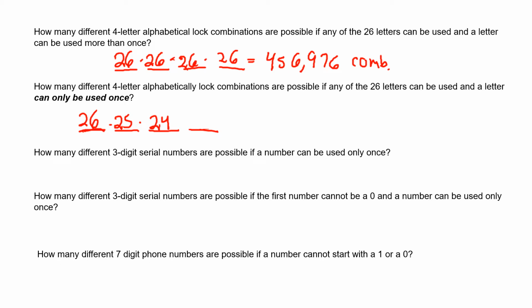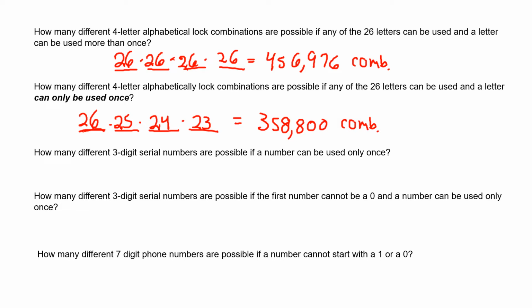So now we just have 24 choices. And then for the fourth slot, 23 choices. So it's going down by 1 each time. So we multiply all of those together, and we would come up with this number here.